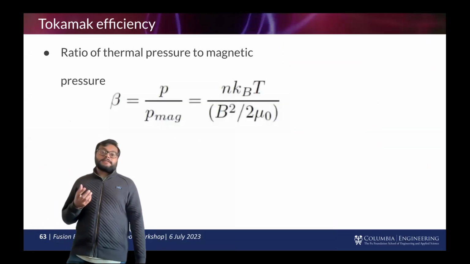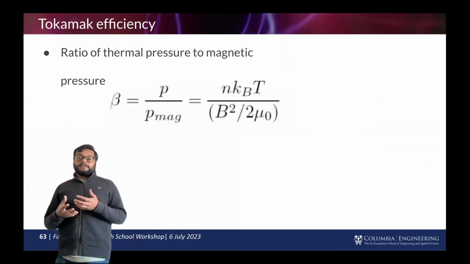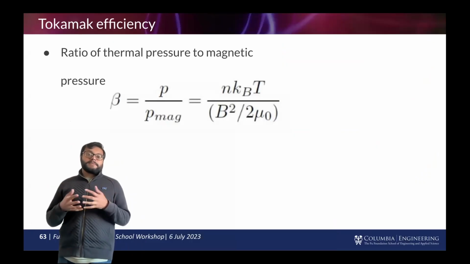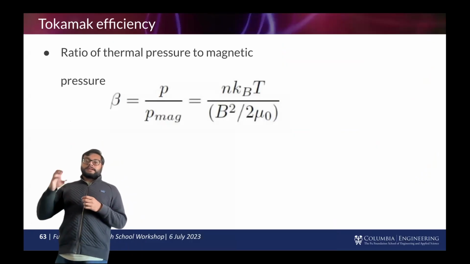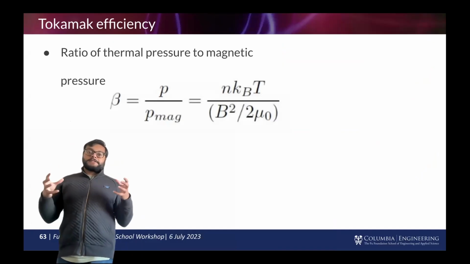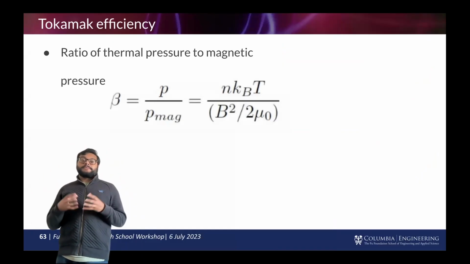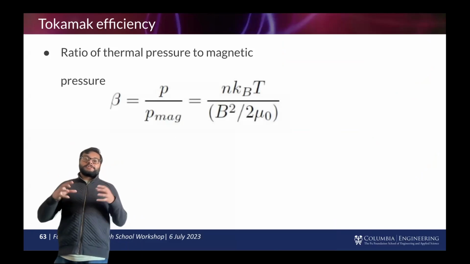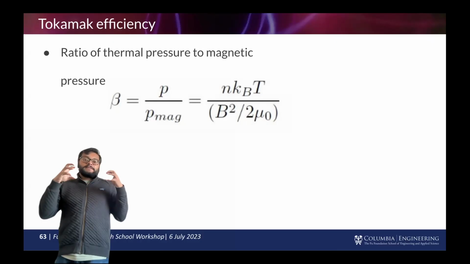So another metric that's often used when assessing different tokamaks is the fusion beta. So this is essentially your kinetic pressure. So think of the pressure of a gas. It's the pressure we're talking about over your magnetic pressure. So your magnetic pressure is B squared over 2 mu naught, and you can think of it as analogous to kinetic pressure. That's the pressure from the magnetic fields.